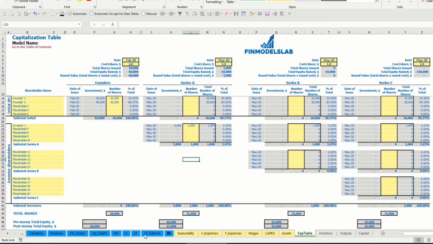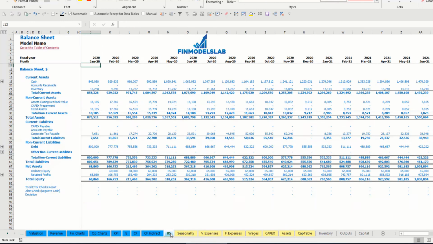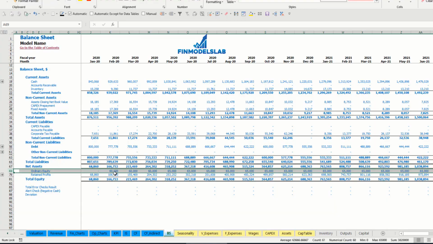The amounts of funding you may see in the cash flow, in the ordinary equity raisings, and you may see the balance sheet, which shows you the total equity by months.